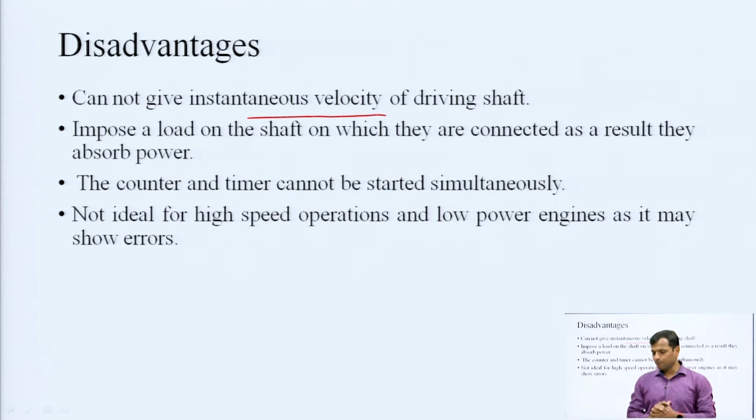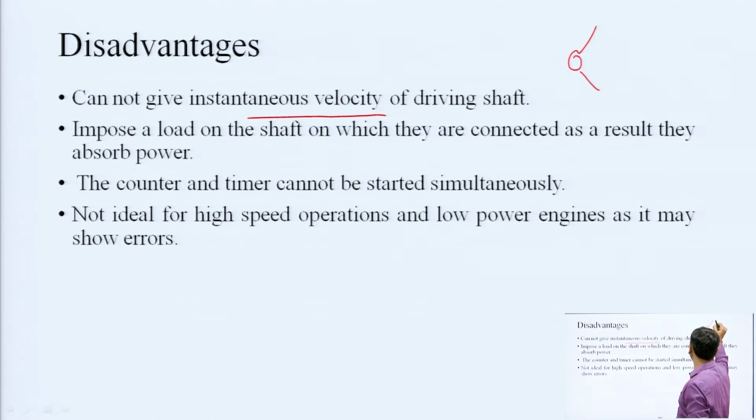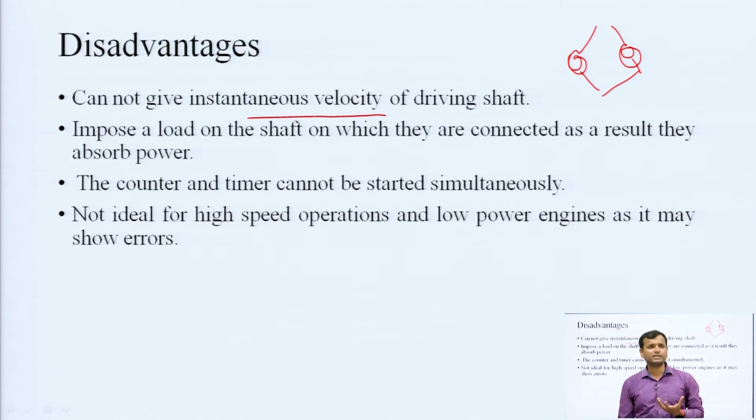Also, they impose a load on the shaft to which they are connected. As a result, they absorb some power, because we have used two balls, and those balls have some weight, so that will absorb some power. That will be one disadvantage. The counter and the timer cannot be started simultaneously to count the number of rotations. That is another disadvantage, because all the arrangements are mechanical, so some friction loss will be there.